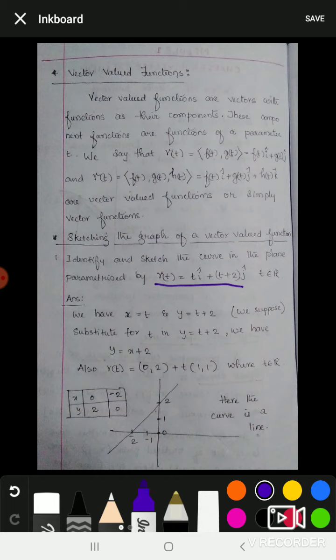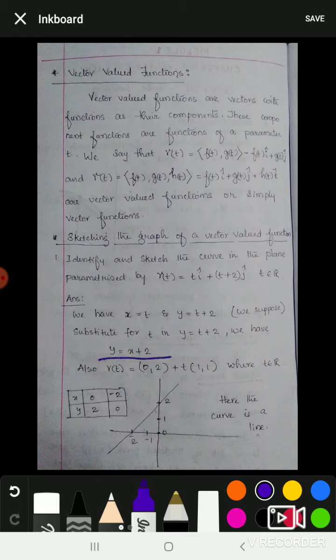So we can write x is equal to f of t, so x is equal to t. Then g is equal to t plus 2, so y is equal to t plus 2. Now what we have to do is eliminate t from these two equations. In order to eliminate t, I am substituting: in the place of t I will put x here, so I will get y is equal to x plus 2.